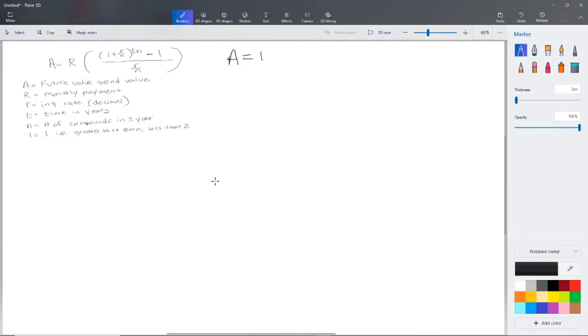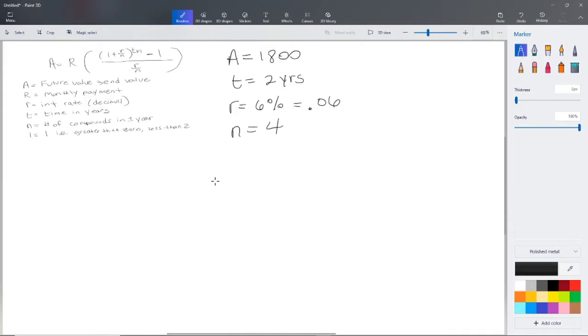A is $1,800 this time. The time, they gave us that. That's 2 years. The account pays 6% compounded quarterly. So we know the interest rate, 6%. Again, for us, that's going to be 0.06. And they also gave us the n, compounded quarterly. How many quarters are there in a year? There are 4 quarters. So the n value is going to be 4.